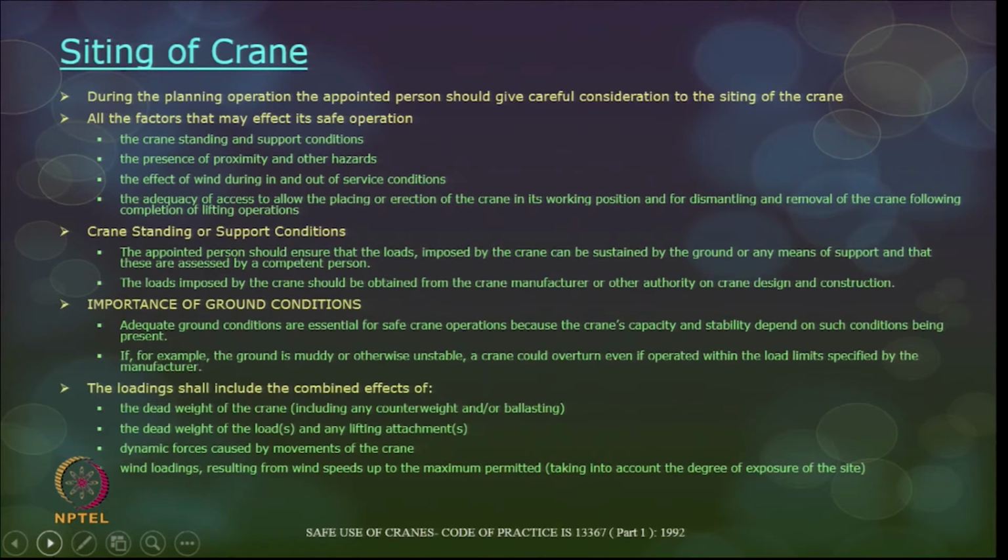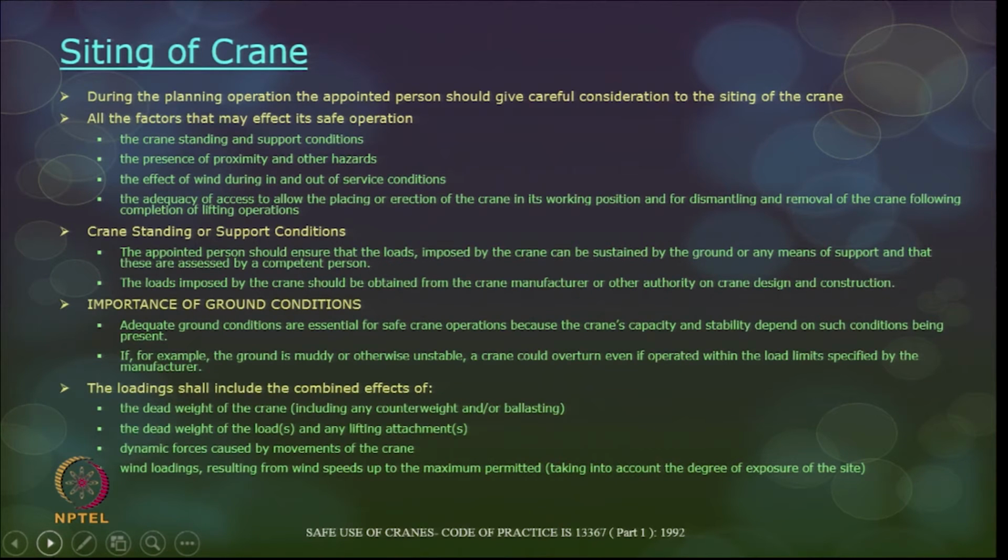Importance of ground conditions: the ground should not be muddy and so on, it should be very stable. If it is otherwise unstable, the crane should not be assembled in those places, or it should be made properly stable and then only the crane assembly has to start.